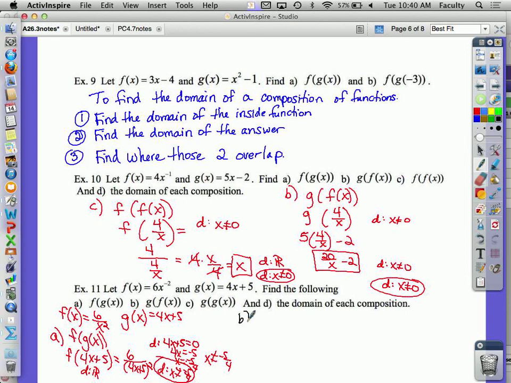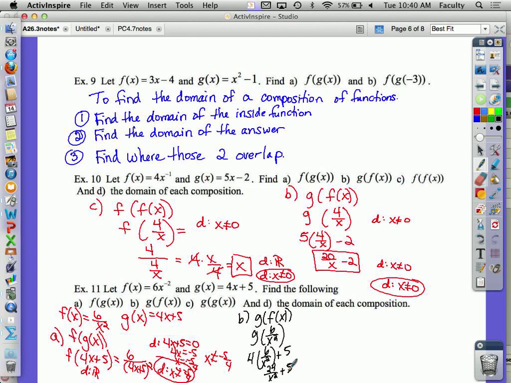All right, letter B, g of f of x. This is g of 6 over x squared. And g says take 4 times the input plus 5. So that's 24 over x squared plus 5.